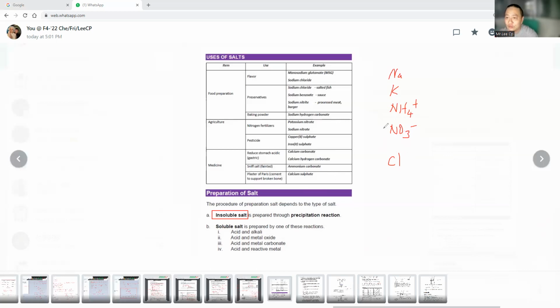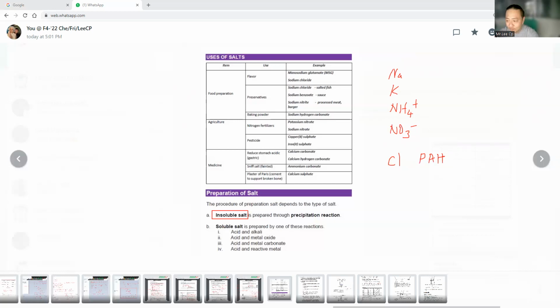What is that? Still remember? What are the 3 that are not soluble? Still remember or not? Pb, yes. Left, still got Ag, Hg.